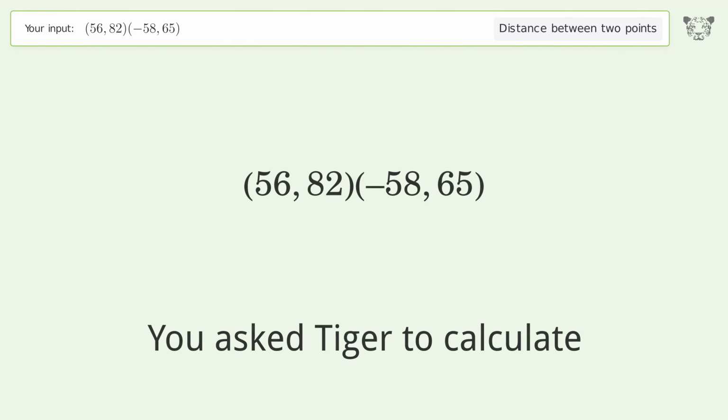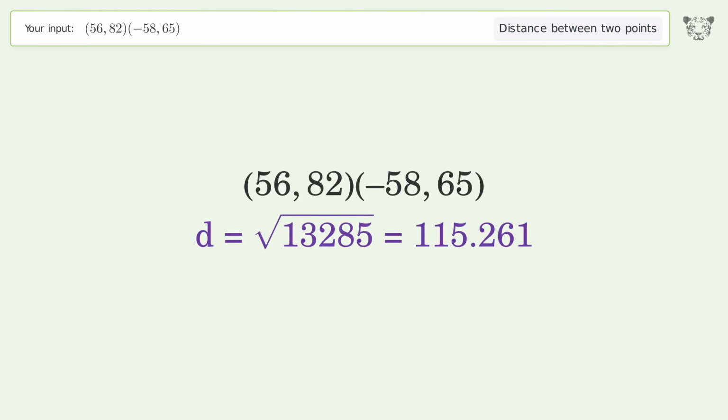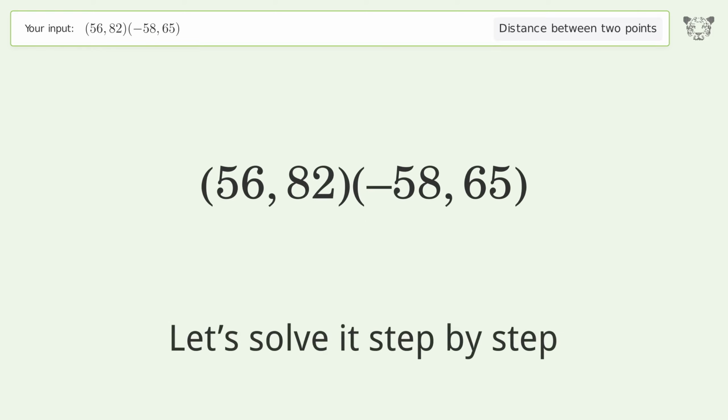You ask Tiger to calculate. This deals with the distance between 2 points. The distance between the 2 points is the square root of 13,285, or 115.261. Let's solve it step by step.